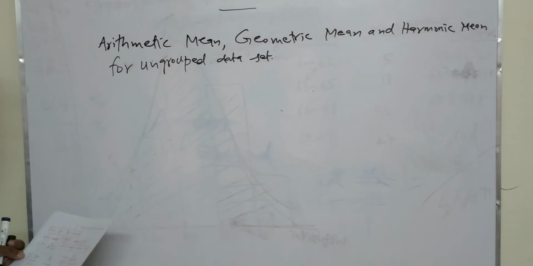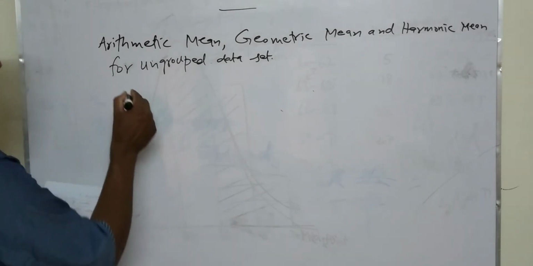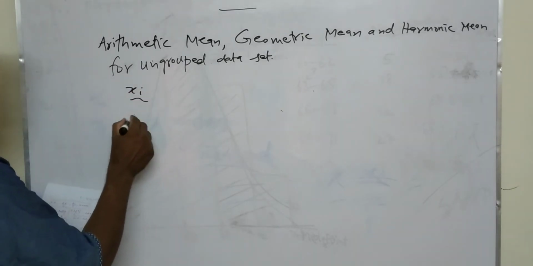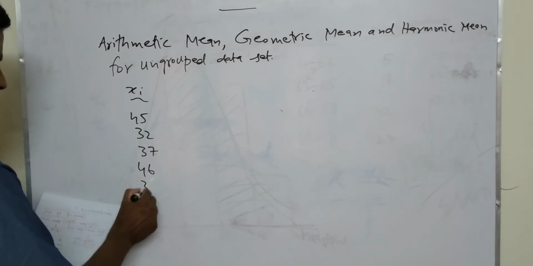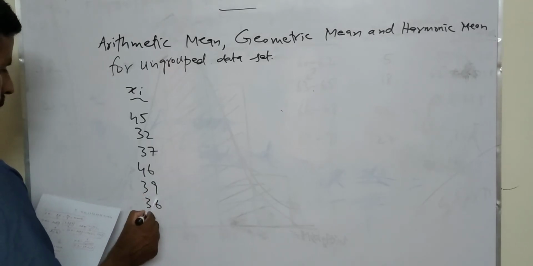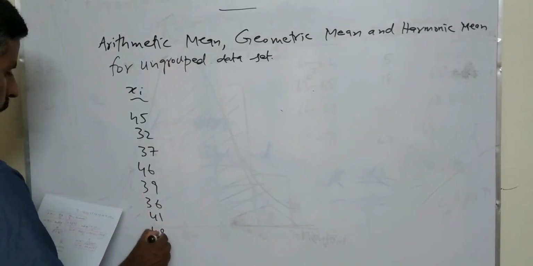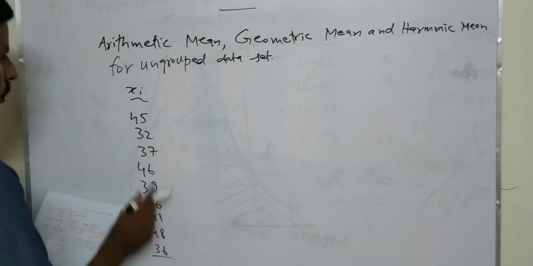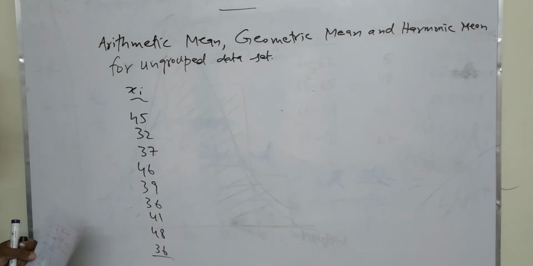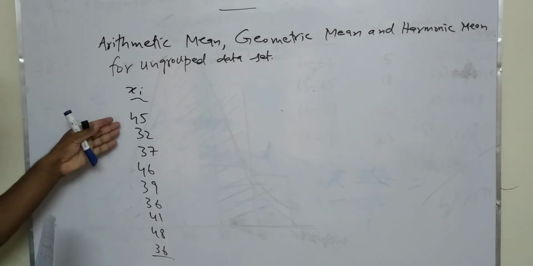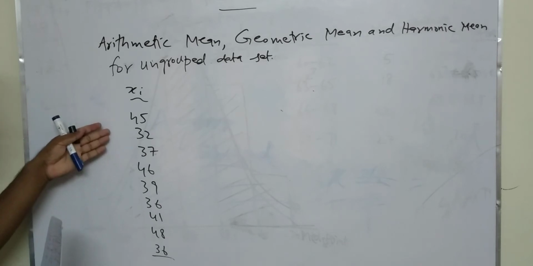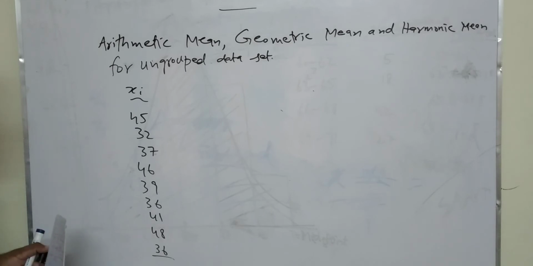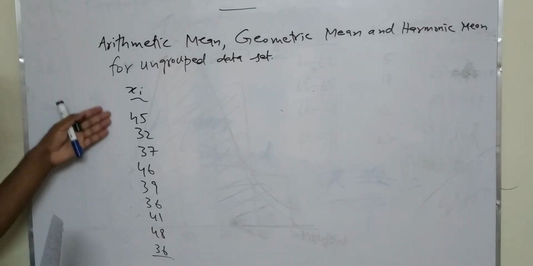Now, what is ungrouped data set? These are the marks of 9 students: 45, 32, 37, 46, 39, 36, 41, 48, and 36. Now, this data does not include any groups, there is no frequency, there are no groups at all. So this type of data is called ungrouped data set. This is only 9 students' marks.